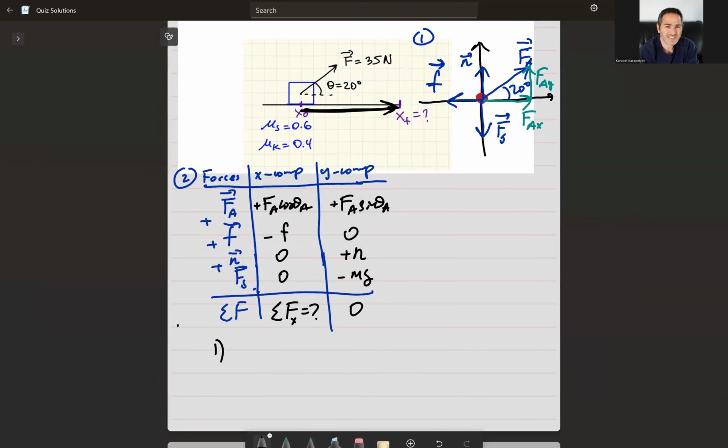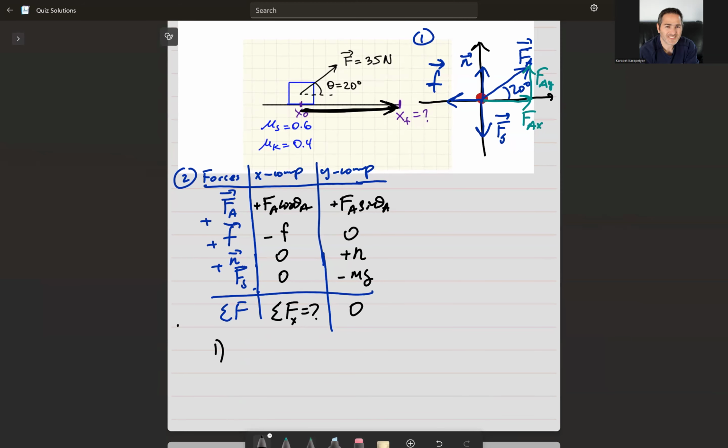Now, the idea is this, right? We can see that not the applied force, but the horizontal component of the applied force is the one that is going to be acting against friction, trying to push the box in a horizontal direction. So friction is going to be opposing only the x component. And I can calculate that. So FA x is equal to FA cosine theta A. This is 35 newtons times cosine of 20 degrees.